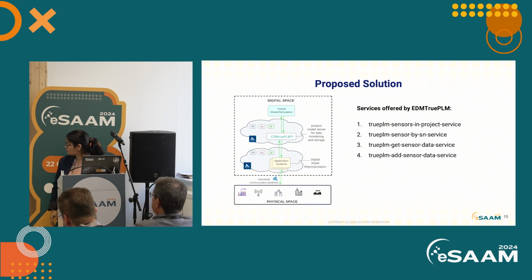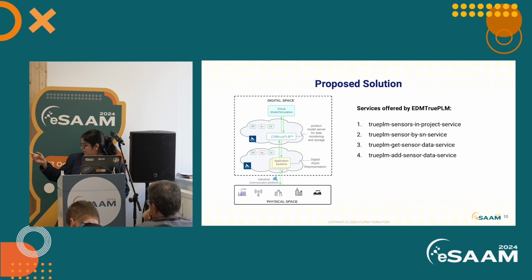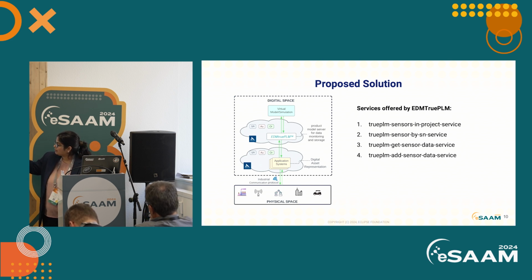Then this is the proposed solution. So here, this basically outlines the process of collecting information from the physical layer, followed by data modeling, storing, and then feeding the offline data into a virtual simulation model. And it has an industrial communication protocol in the middle, which will actually connect the physical layer with the digital space. And here we are using the Eclipse Arrowhead framework, where we need two mandatory local clouds.